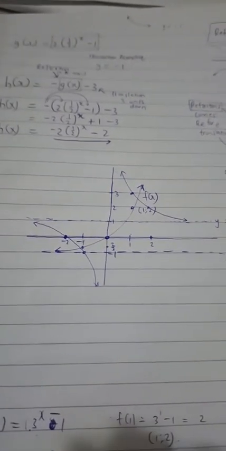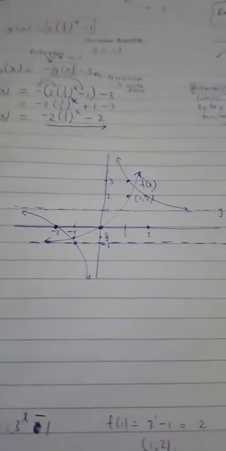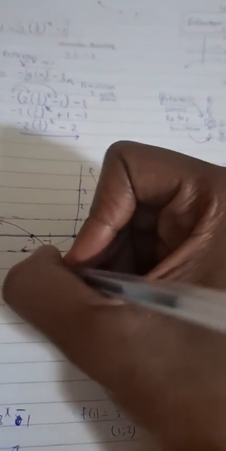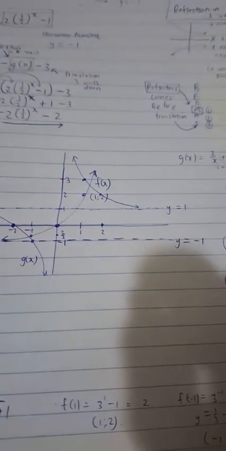So guys, I hope you can see the two functions represented on the same Cartesian plane. Not too bad, was it, guys? Not too shabby at all. So let's just label this function. This becomes g of x.